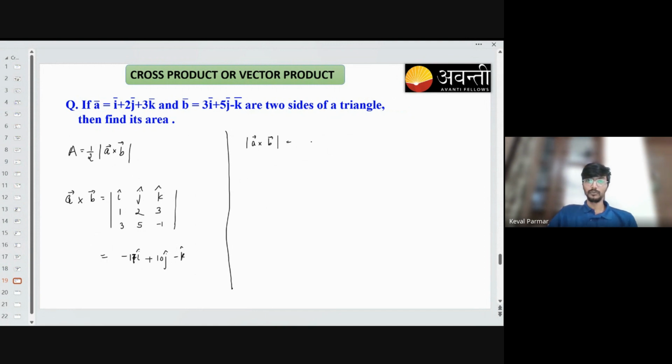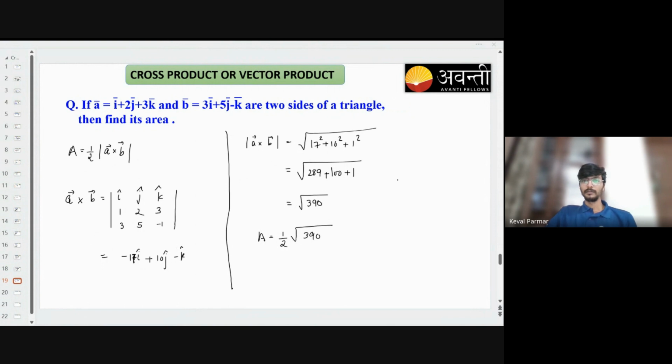So it will be under root of 17 square plus 10 square plus 1 square. What is 17 square? 289 plus 100 plus 1. This is basically 390. So what is the area? Area will be equal to half into root 390. Can we factorize it? I think we can factorize it, right?